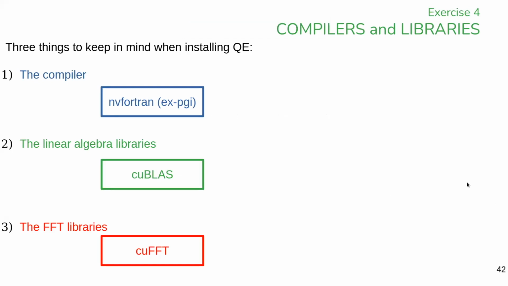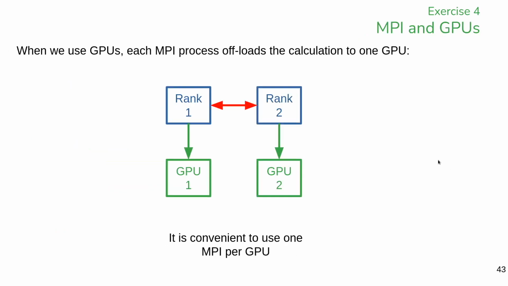In this case, we will use the module that is already compiled in Leonardo, I hope that works. It is compiled using these libraries, this compiler and Fortran, the linear algebra, cuBLAS, and the FFT. You can load the Quantum Espresso module, and you can also see the modules that are already connected with Quantum Espresso.